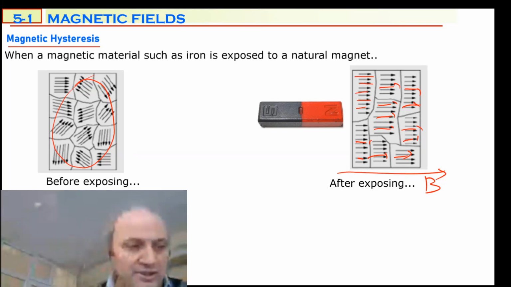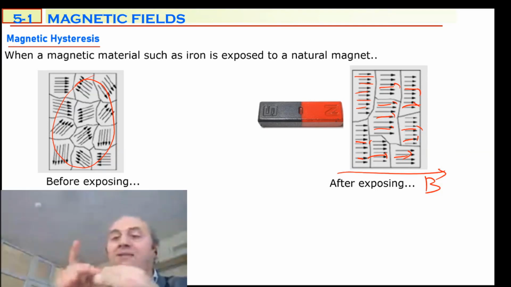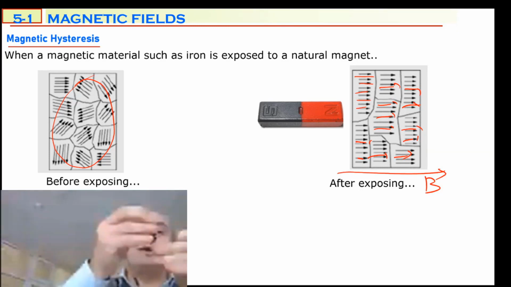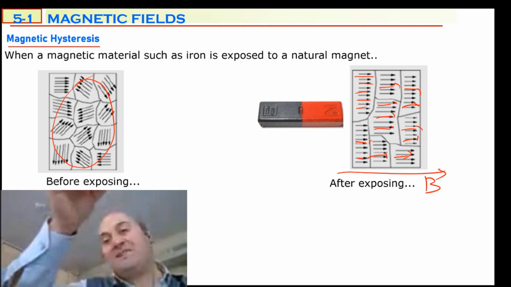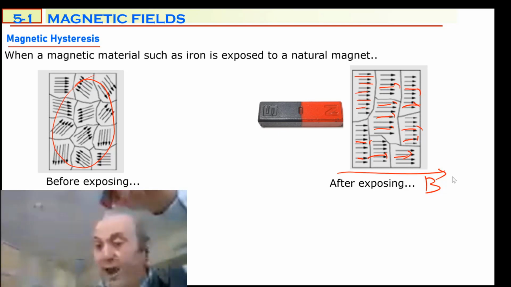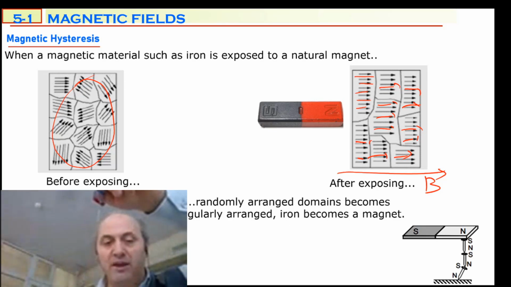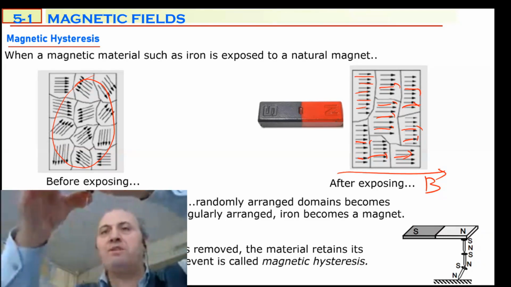Normally this pin has no domains in the same direction. All are in random directions. But when I expose this pin to a natural magnet, the domains of this pin become aligned in the same direction and the pin starts to attract another pin. However, one more thing. When I cut the connection, if I remove this magnet, you will see something surprising. Now I will remove this magnet.